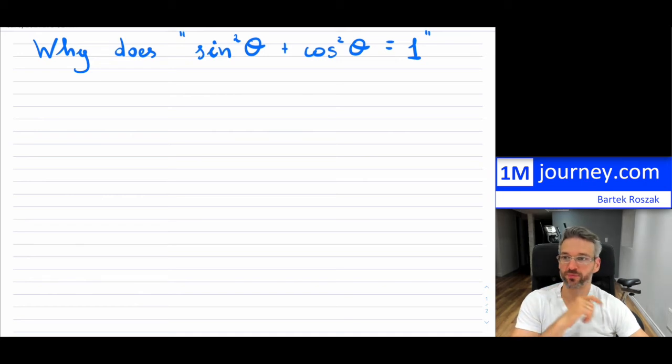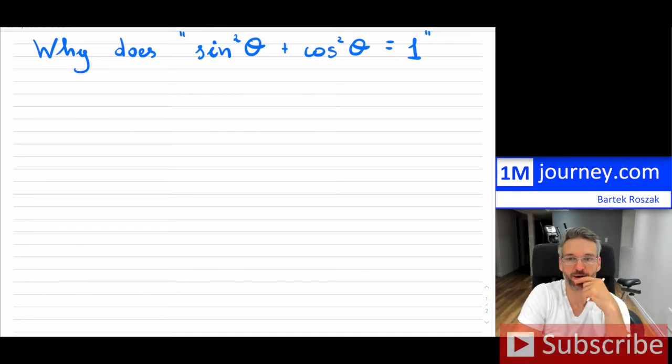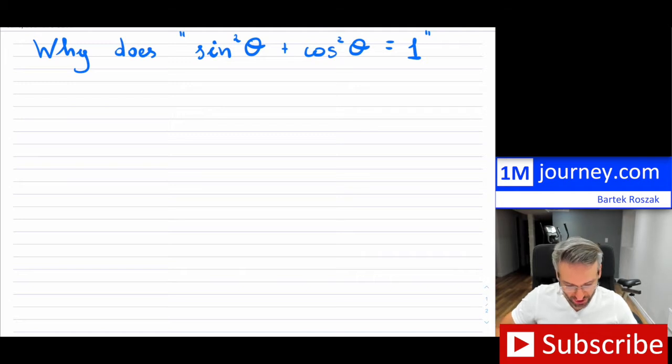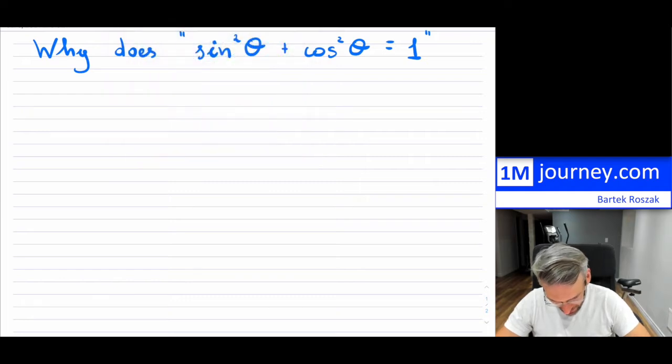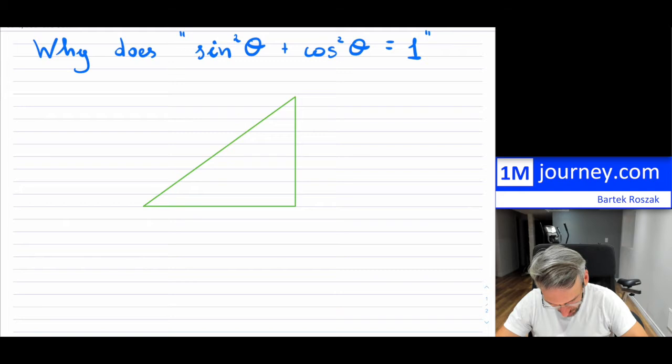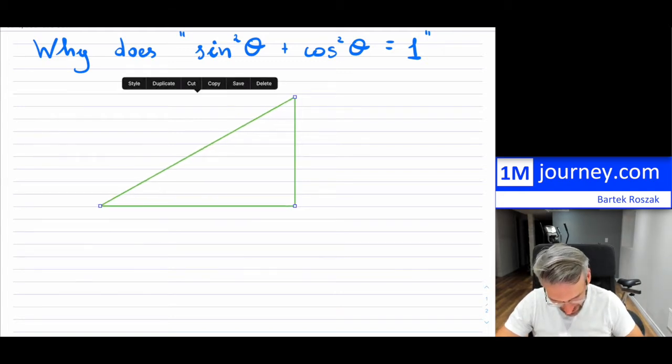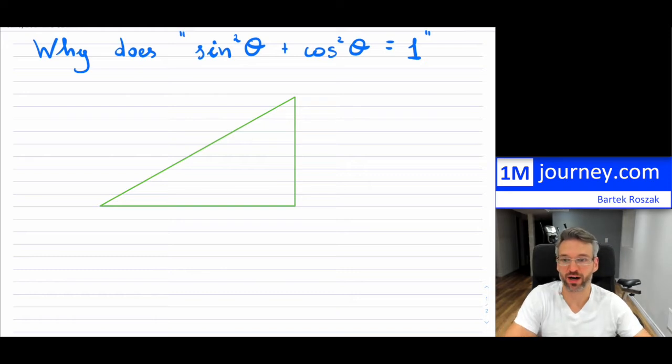Welcome back. Why does sine squared theta plus cosine squared theta equal 1? I'm going to remind you of where this comes from in case you have forgotten. If you take a right angle triangle, let's go back to how sine and cosine were derived.